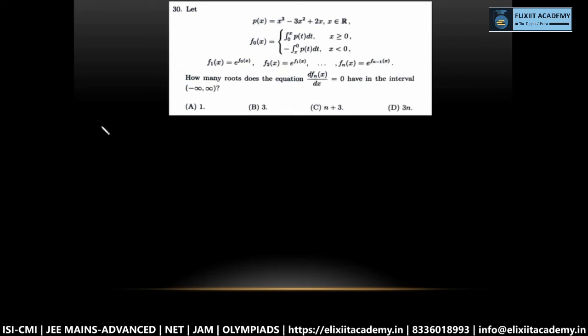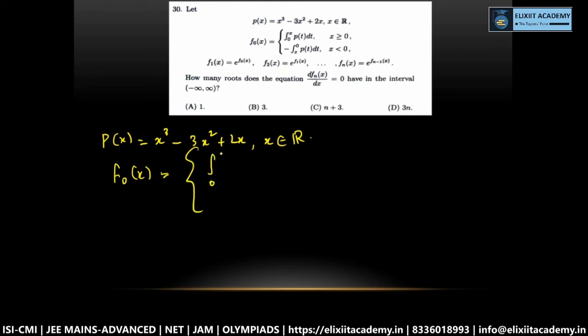Px is x cube minus 3x square plus 2x, where x belongs to R. F0x is defined as the integral of 0 to x of pt dt when x is greater than or equal to 0, and minus the integral of x to 0 of pt dt when x is less than 0. Many have not done this question, but this is a very, very easy question. Seeing the nature and the size of this question, many have left it out.